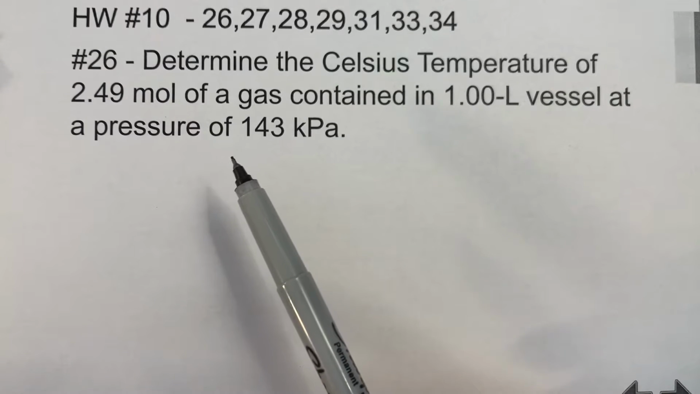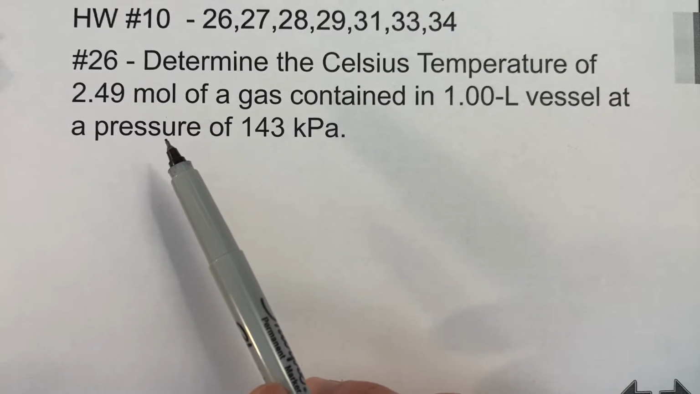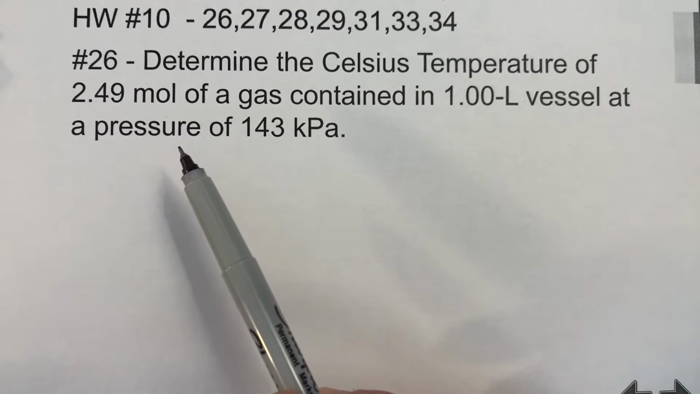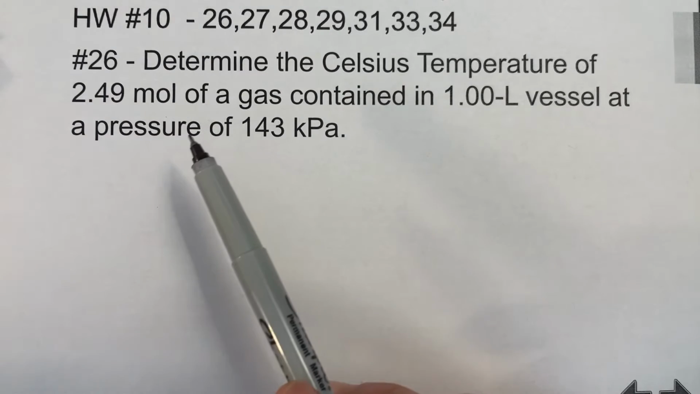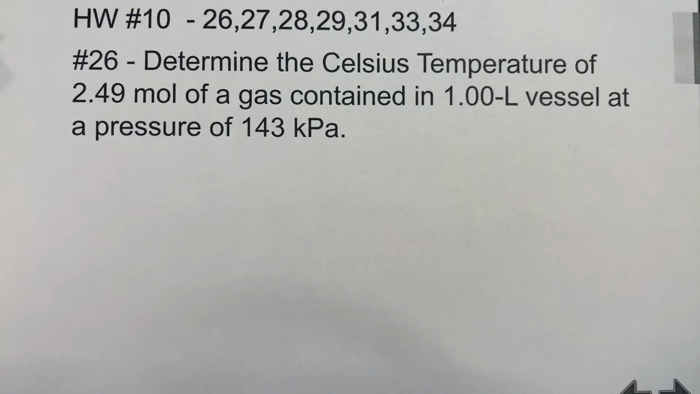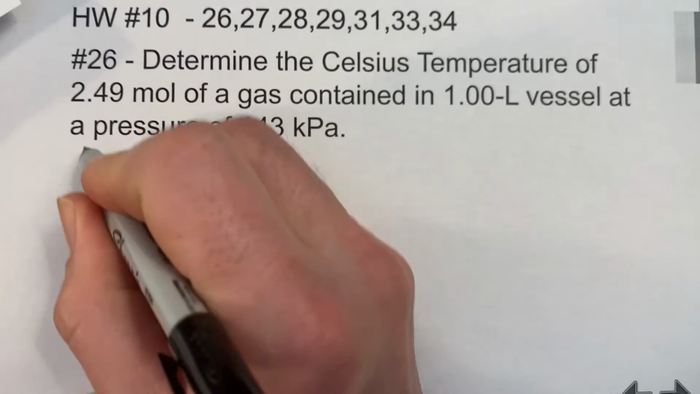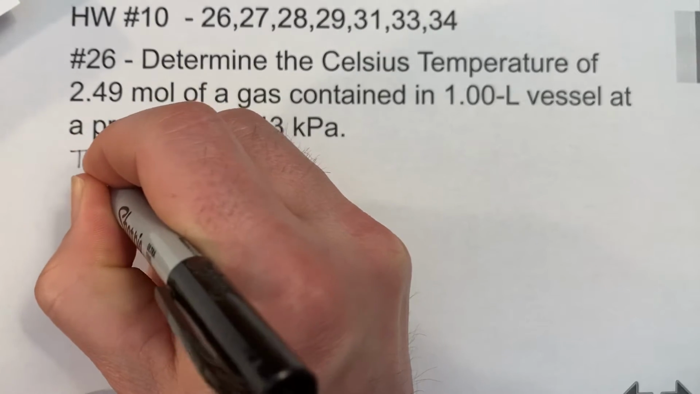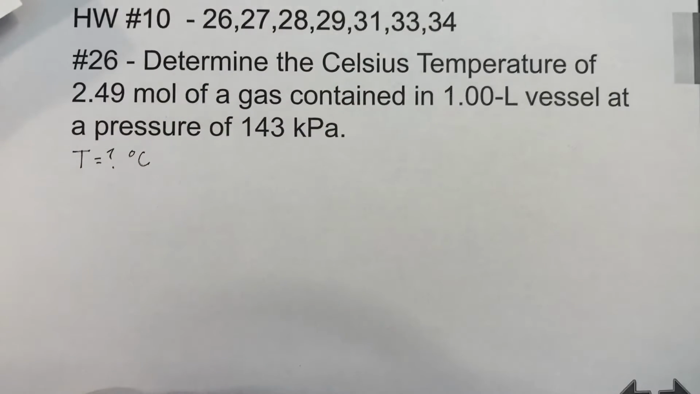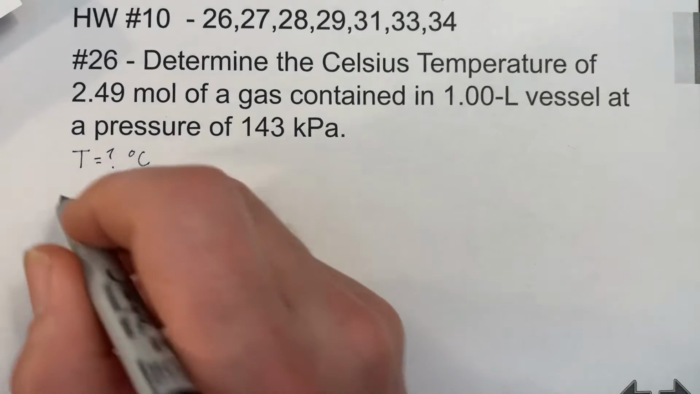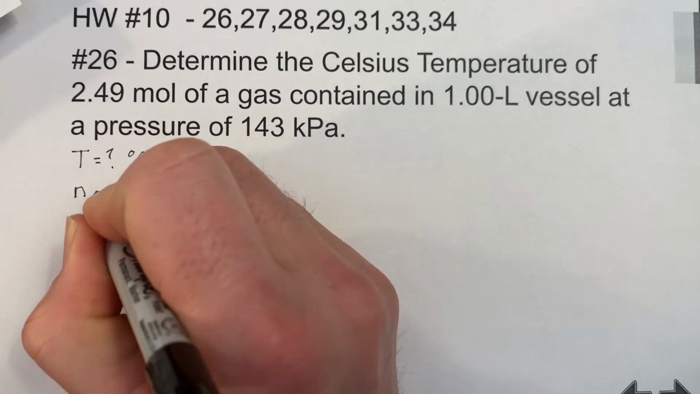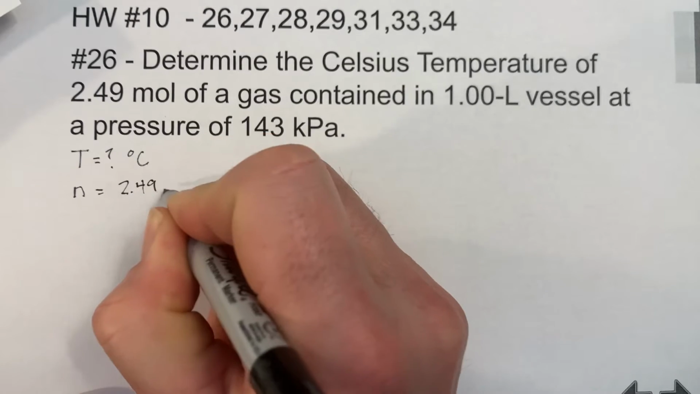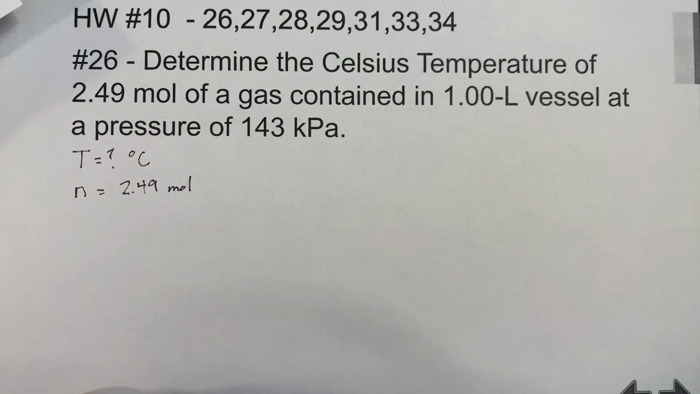Determine the Celsius temperature of 2.49 moles of gas contained in a 1-liter vessel at a pressure of 143 kilopascals. Whenever I do a problem, the first thing I do is write down the information that I know from the problem. So, determine the Celsius temperature. Temperature is what I want to know, and I'm going to make a note that it's got to be in Celsius. Then I'm told the moles, so we're going to use the letter n to represent moles. I'm going to write that down, 2.49 moles.